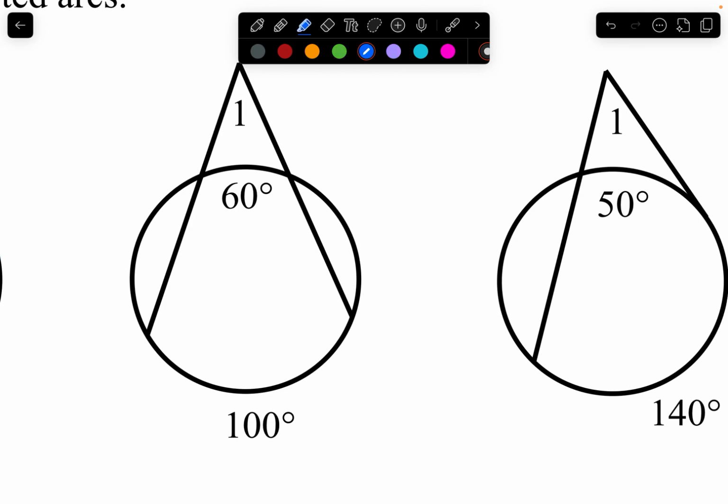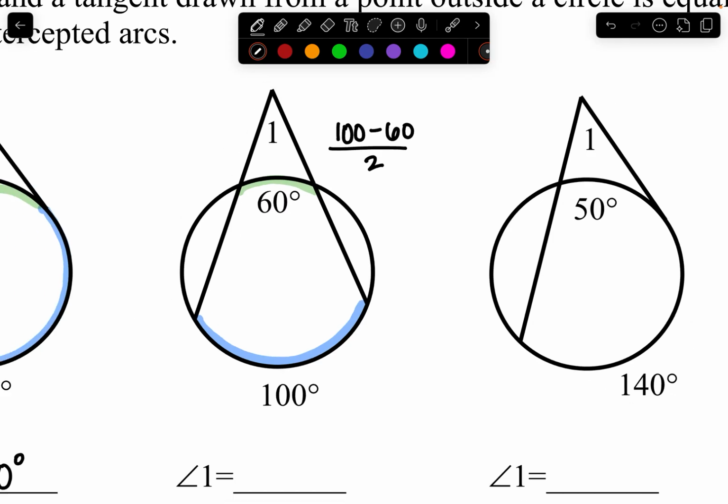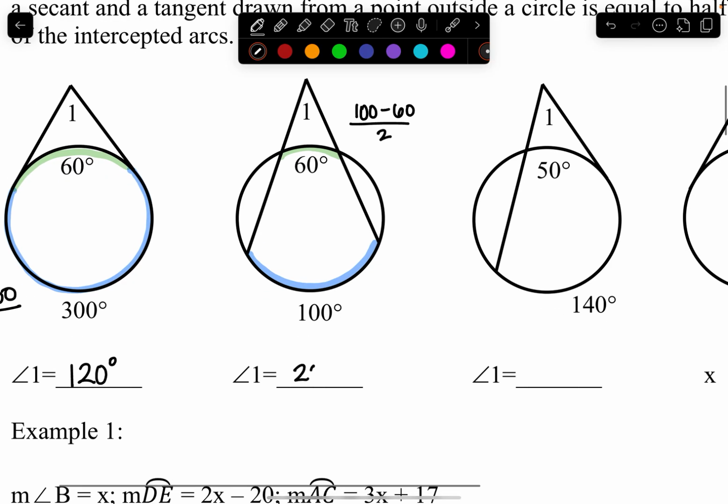On this example, I don't need the whole circle. I've got this arc down here that is created by those 2 lines, and then this arc right here. You've got to always do the big one, sorry, that's my dog, minus the small one. So 100 minus 60 divided by 2, and that gets me an angle of 20 degrees.